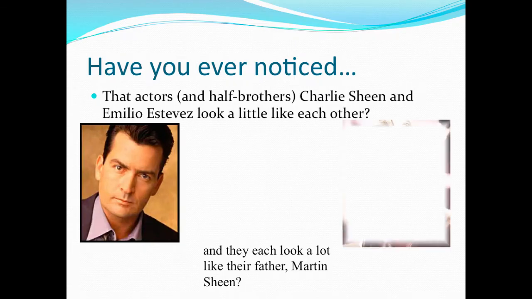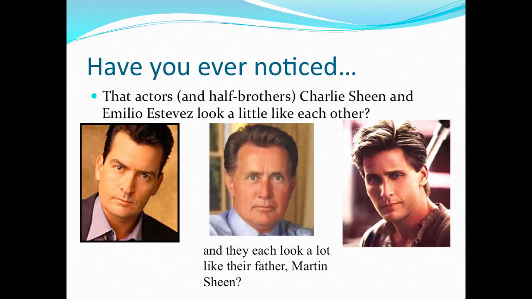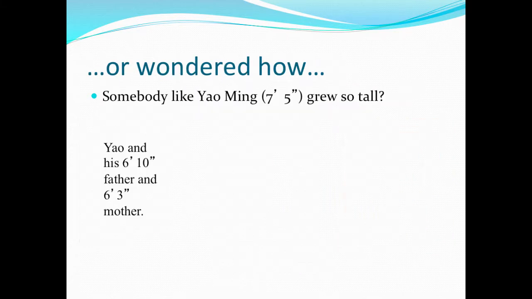So have you ever noticed that the actors, who are half brothers, Charlie Sheen and Emilio Estevez, look a little like each other? Well, that's because they share the same father, Martin Sheen. So look at them and you can tell that they are all related. Now, notice that Martin Sheen has blue eyes, where Emilio Estevez and Charlie Sheen have brown. Yet he is their father. So how can you have different color eyes from your parents, yet be made up of them? Well, the answer is genetics.